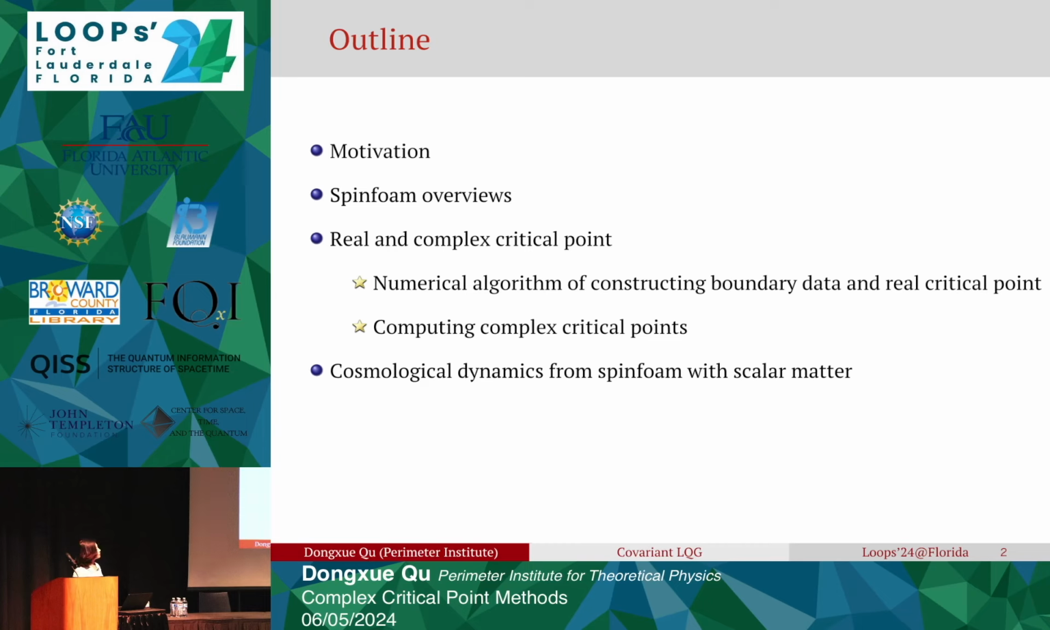So this is a plan of today's talk. First, I will introduce the motivation of my work, and then provide some overview of spin forms, and move to the real and complex critical points. In this section, I will first introduce the numerical algorithm on how to construct the boundary data and obtain the critical point. Next, I will introduce how to compute the complex critical point. And in the last section, we will move on to some physical scenario, for example, the cosmology, and look at the cosmological dynamics from the framework with the scalar matter.